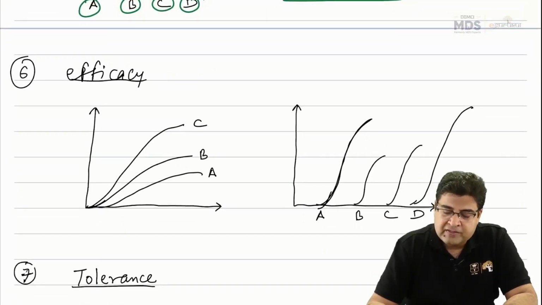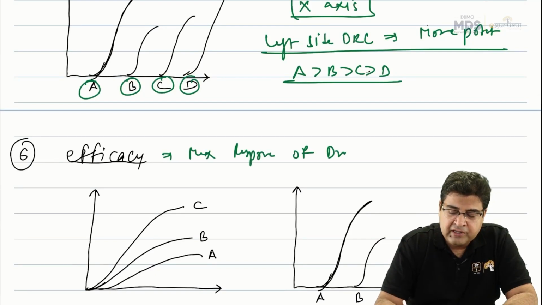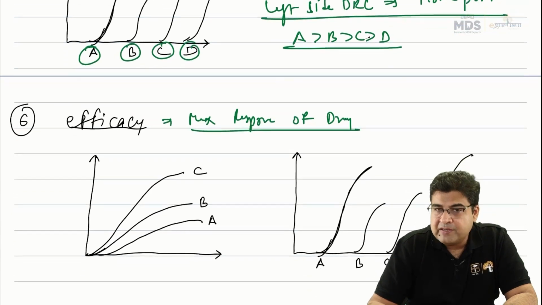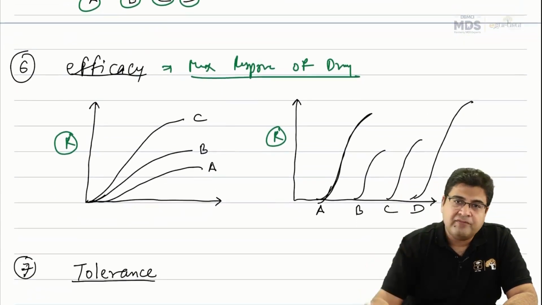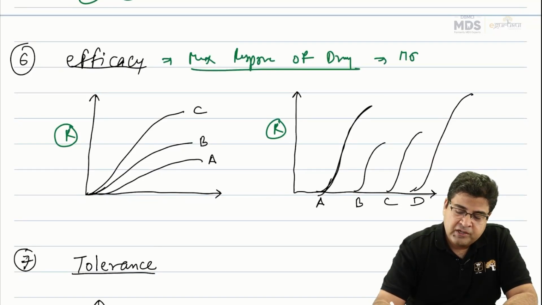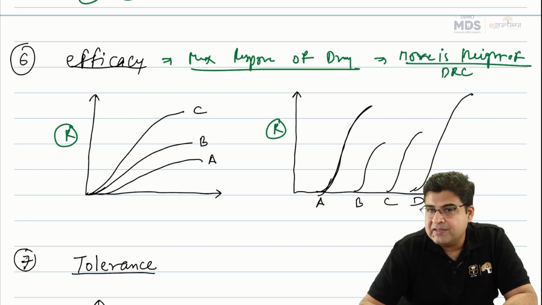Now, if we talk about efficacy, efficacy is the maximum response of a drug at any given dose. Whenever we see the maximum response, we know that the response is plotted on the y-axis, so we see the height of the graph. Here the height of the graph is important. The more the height of the DRC, the more the efficacy; the less the height of the DRC, the less the efficacy.